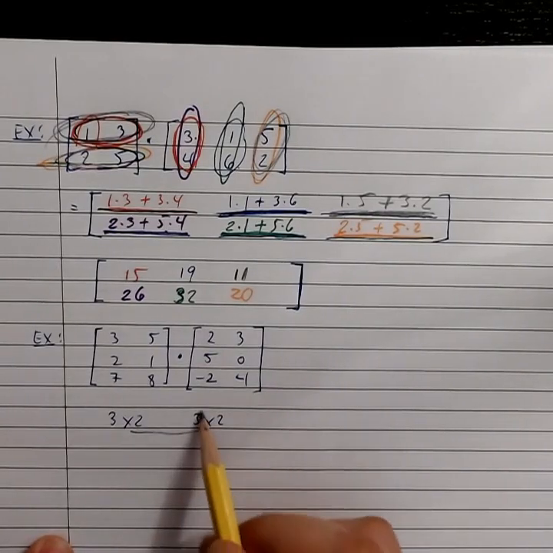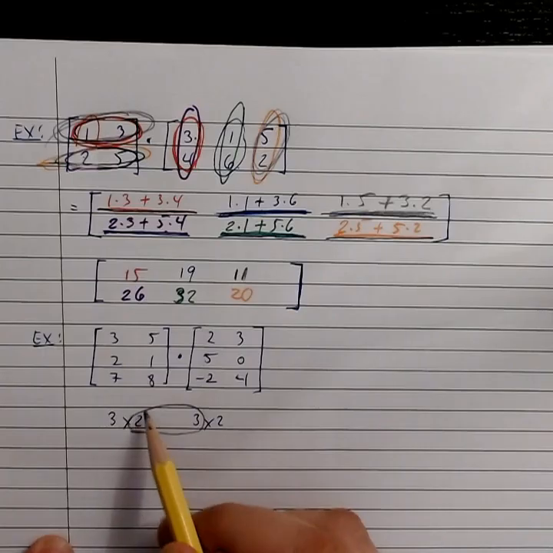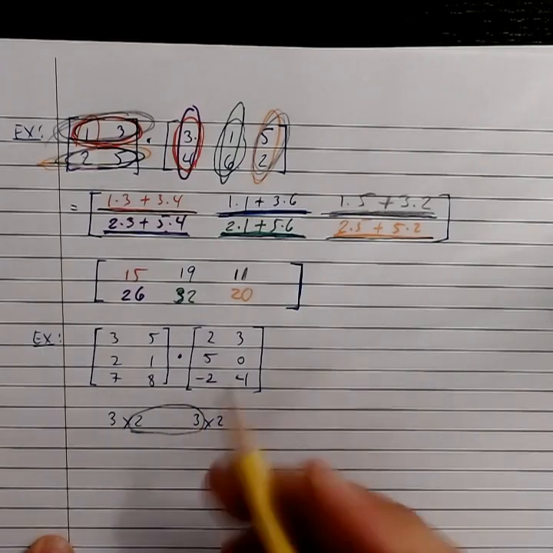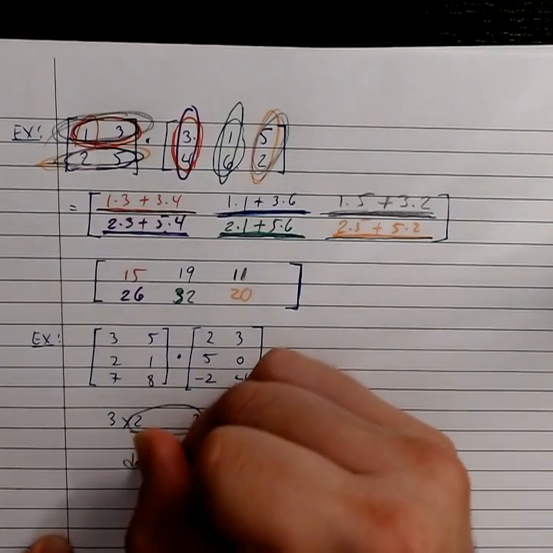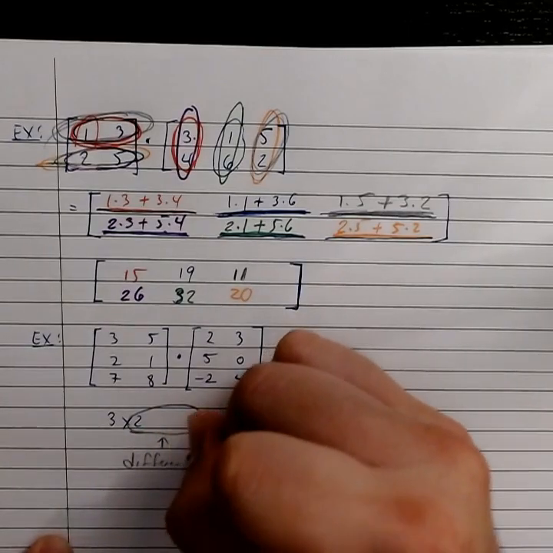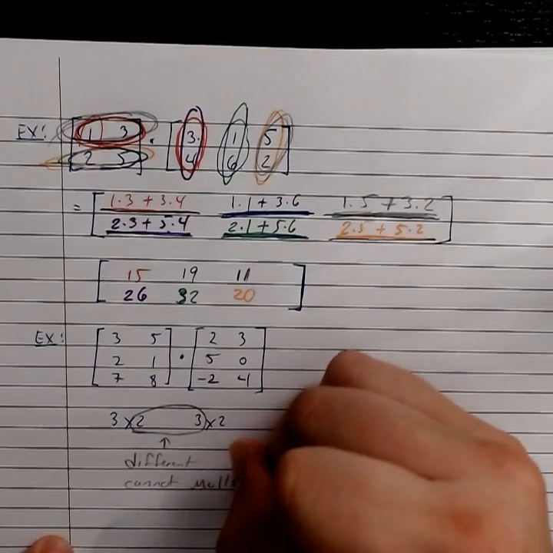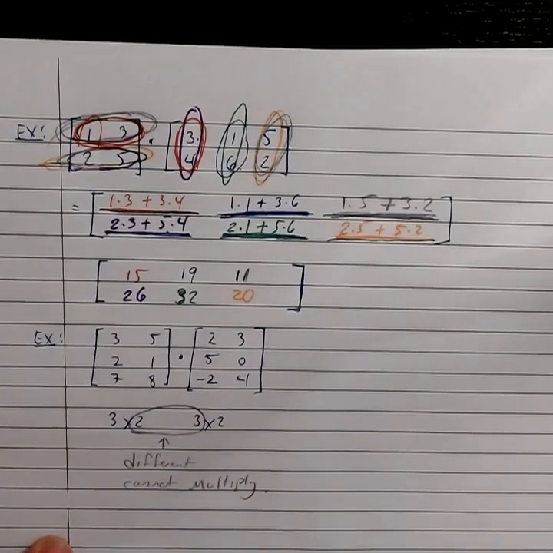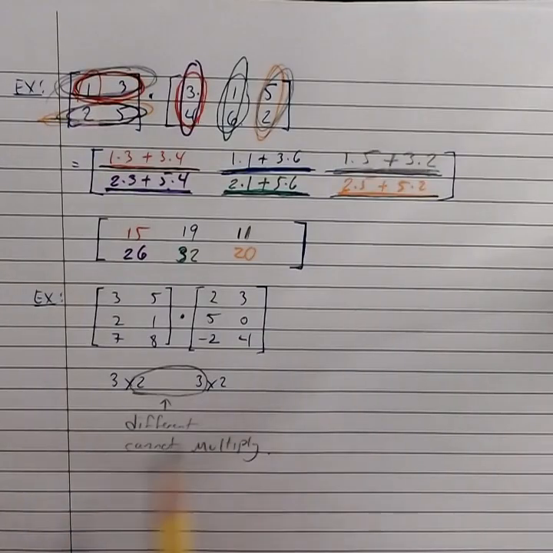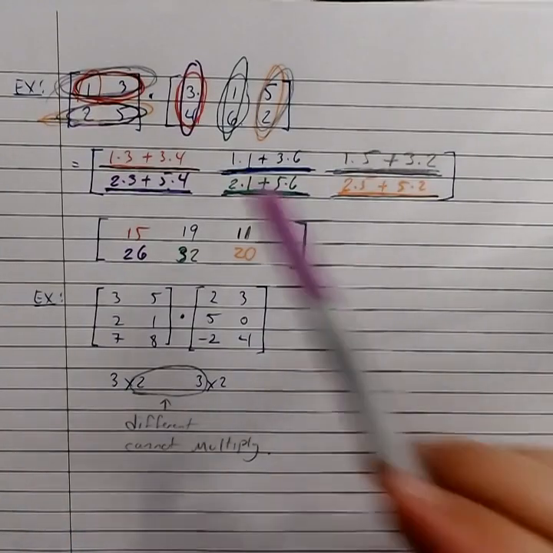Here, notice these are different. The number of columns here is different from the number of rows here. And because these are different, we cannot multiply. All right? Why can't we multiply if those are different? It comes down to that pattern we were following.